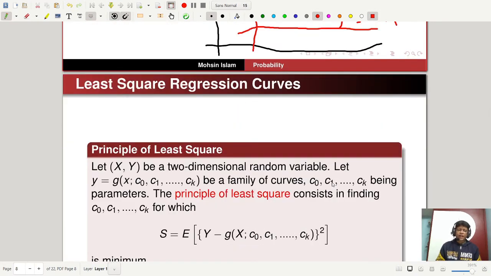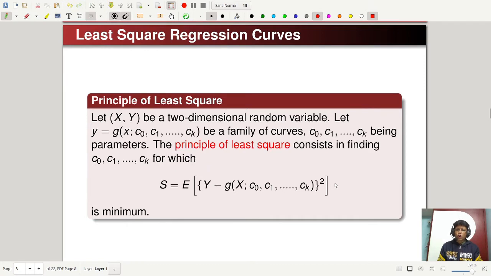Now, let us explain least square regression curves and the principle of least square. Let (X, Y) be a two-dimensional random variable and let y = g(x; c0, c1, ..., ck) be a family of curves. You know that if you are talking about a curve, there are some parameters involved. So it's a family of curves, with c0, c1, ..., ck being parameters.